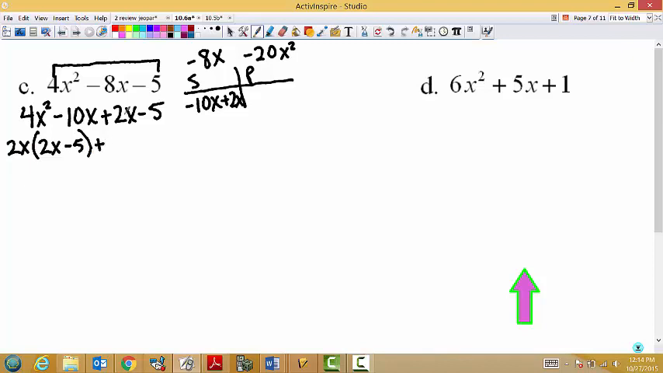Plus 2 and 5. There is no number that will go into 2 and 5 evenly other than 1. So I take out a 1. 1 goes into 2, 2. 1 goes into 5, 5. And lo and behold, they are the same. Yeah, I just said lo and behold.